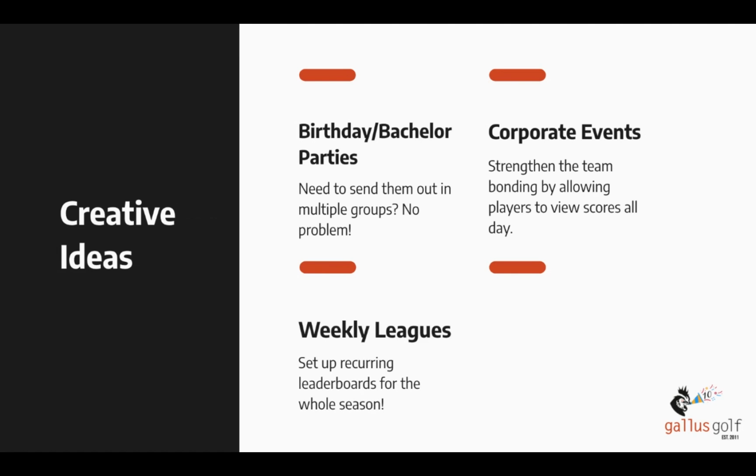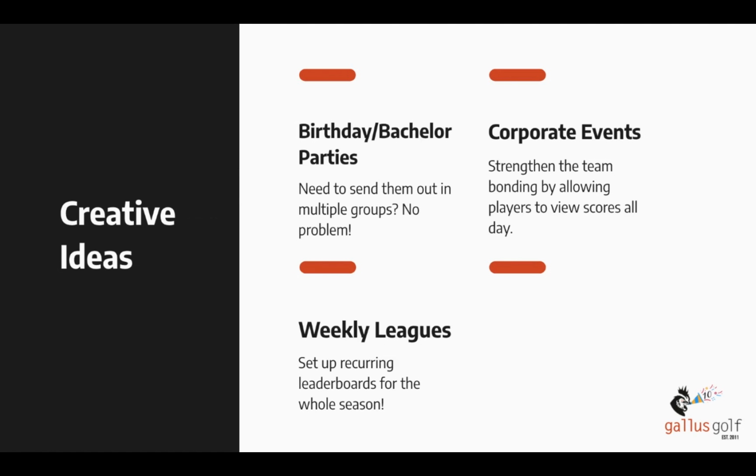And then probably the most common thing I see most people using this for is weekly leagues, because you can set up recurring leaderboards for the entire season. Like we talked about before, at the very bottom when you set up the leaderboard, it'll say how often you want to repeat. You can do it weekly, and you can set up 50 weeks at one time. So basically the entire year.